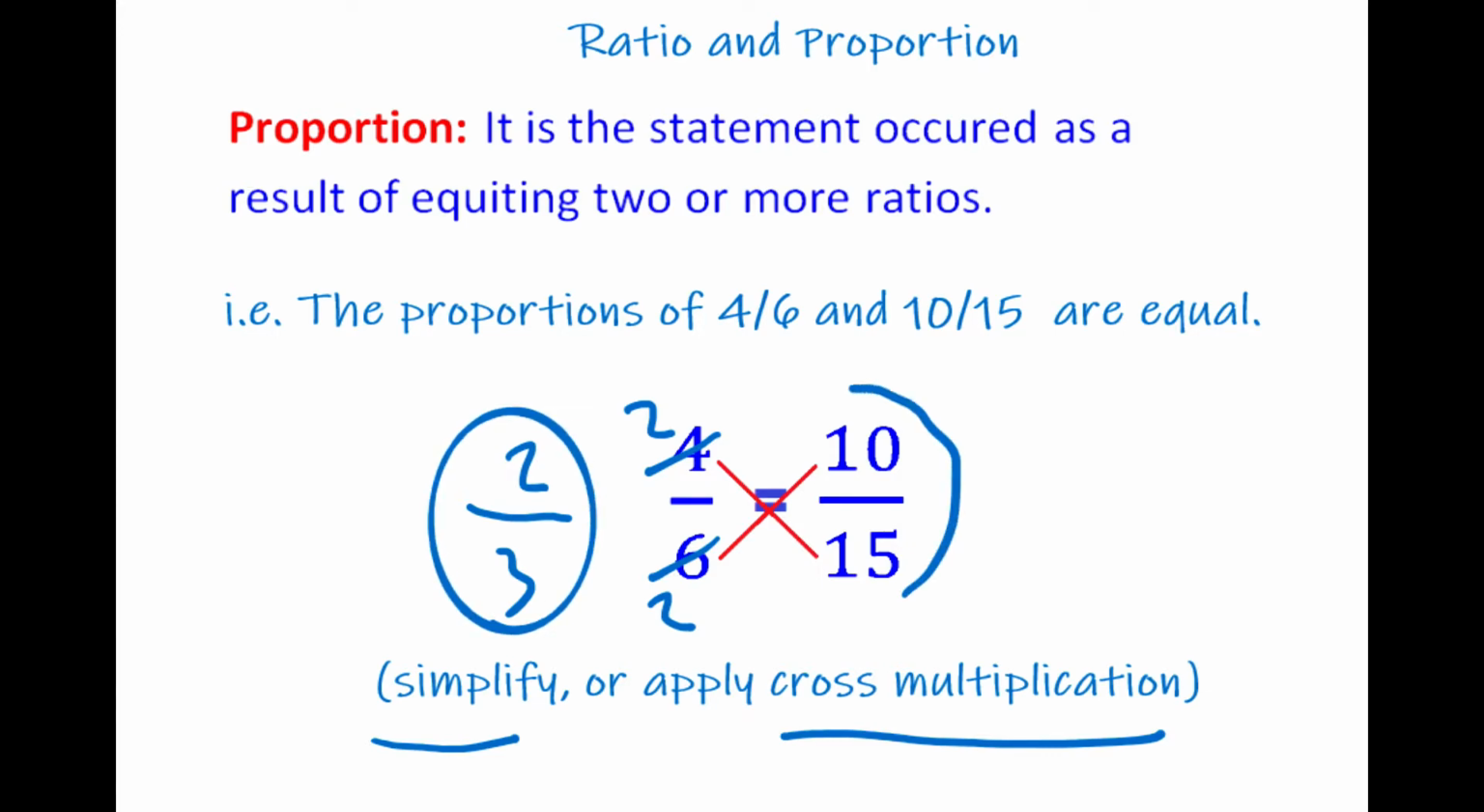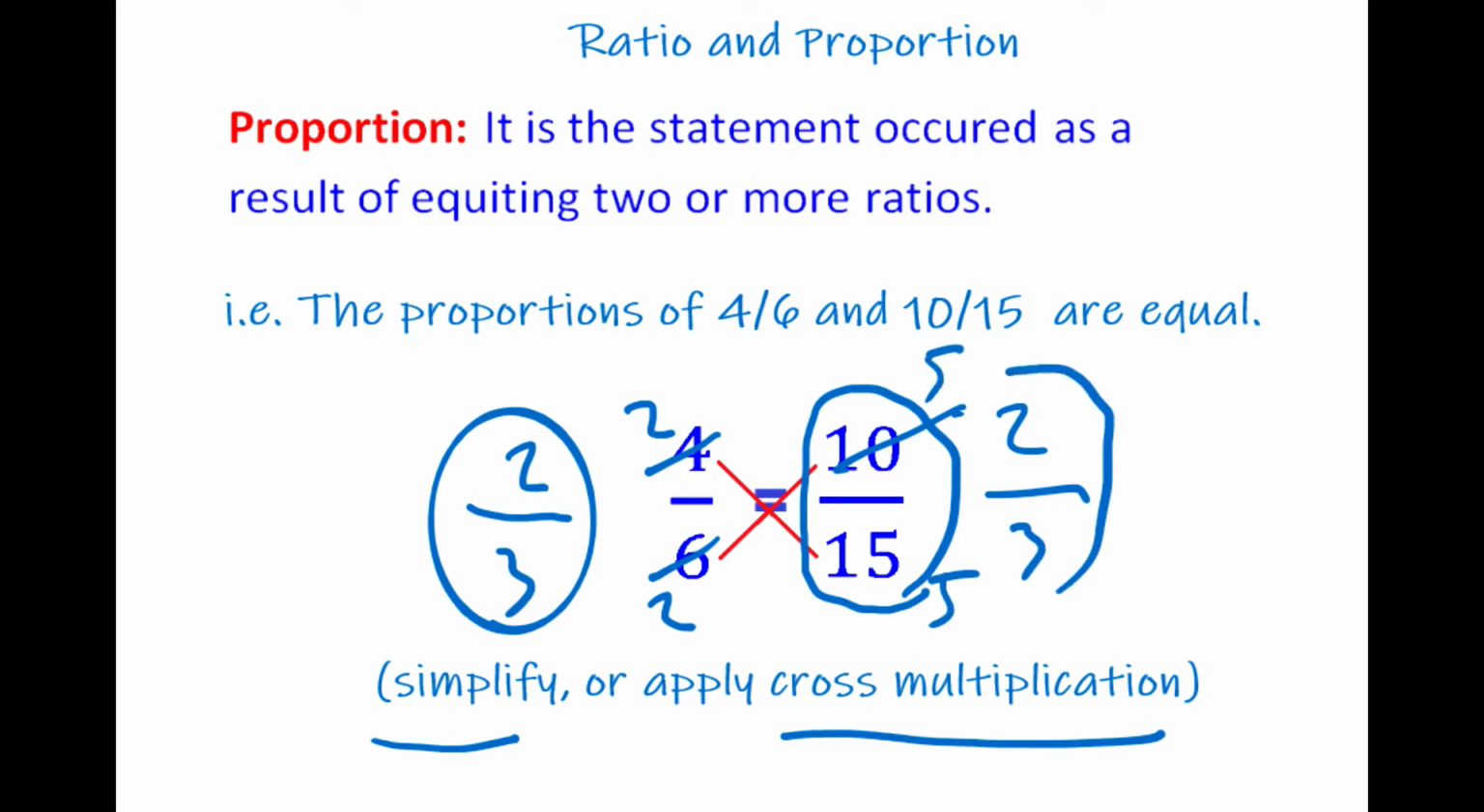And if you do the same thing for 10 divided by 15, then let's see what we're going to have. If you divide 10 by 5, then we're going to have 2. And if you divide 15 by 5, then we're going to have again 3. So as you can see, 10 divided by 15 is actually 2 divided by 3. And similarly, 4 divided by 6 is also equal to 2 divided by 3. This is one way, which is called simplification actually.